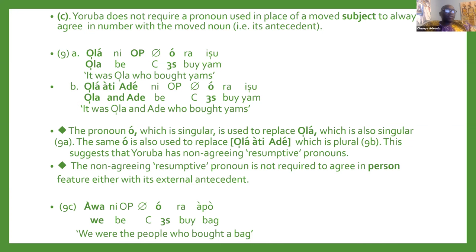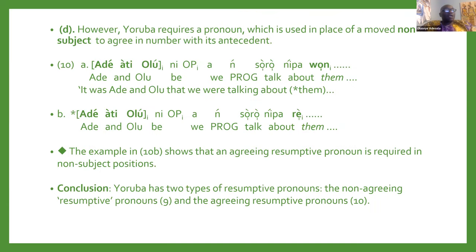Okay, so in this talk today, I'm going to call those that do not agree with the antecedent non-agreeing resumptive pronouns, and those that agree with the antecedent will be called agreeing resumptive pronouns. So this is in person, it can also be in number. In sentence number 9C, Awa ni ora ipo, awa is first person, but o is a third person pronoun and is resumptive in that case. Okay, so the question is, is it every time that when you use a resumptive pronoun in subject position that it doesn't agree?